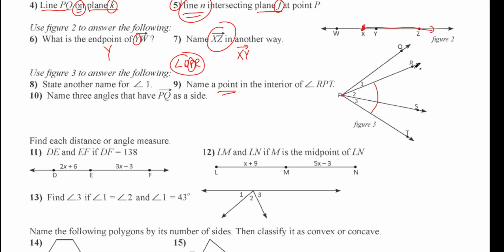Point S. S is in between this angle. See this angle? That's your angle right there, isn't it? So name a point that's inside that angle. Point S, and that's your answer. Just put S. You don't have to put the word point in front of it, and you don't have to put a dot in front of it. Just put the letter S and you're good to go. All right, let's get rid of all that mess.